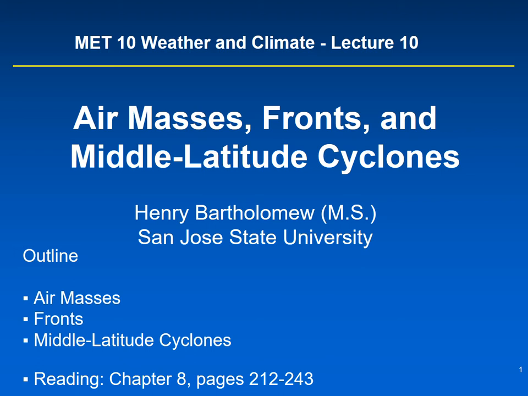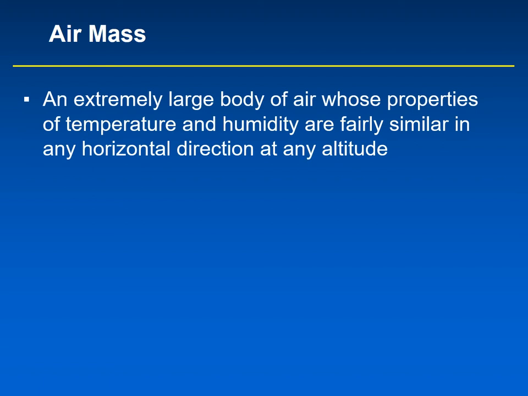So, an air mass is an extremely large body of air whose properties of temperature and humidity are fairly similar in any horizontal direction at any altitude. So air masses are large three-dimensional bodies of air, and the temperature and humidity properties are pretty similar at any particular altitude in any horizontal direction. And usually air masses are associated with some kind of pressure system. Now, different air masses have different densities. Some are warm air masses, so the density is lower than those that are colder air masses, which therefore have higher densities. Because recall, warm air is less dense, cold air is more dense.